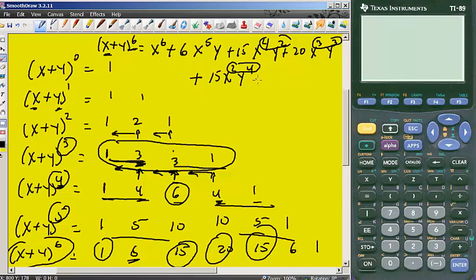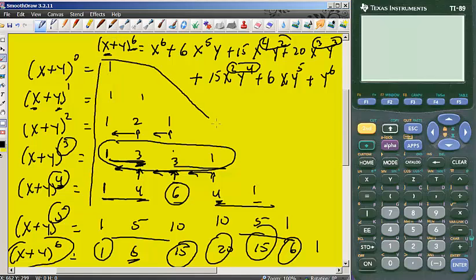Okay, plus. We've got two more terms, so we've got 6, and then x is to the power of 1 and y is to the power of 5, because they have to add up to 6 now. And then the last one's going to be y to the 6th. And there it is. That's how you expand a binomial using Pascal's triangle. And this here is known as Pascal's triangle.